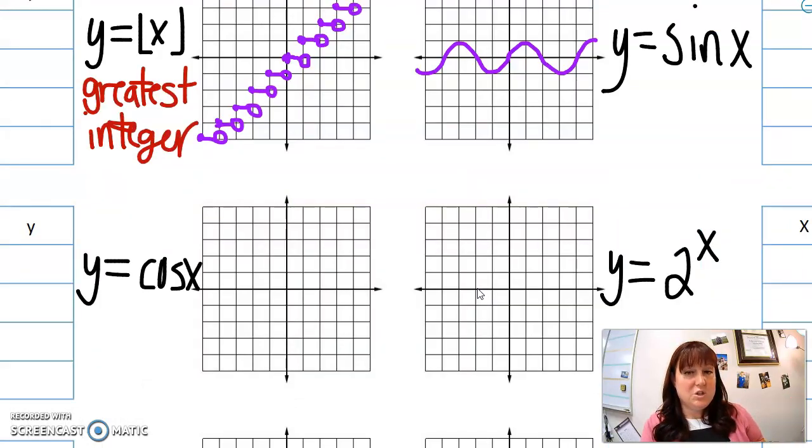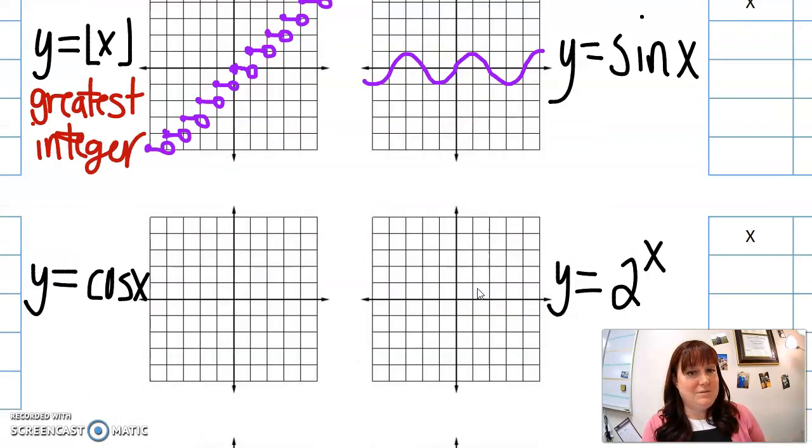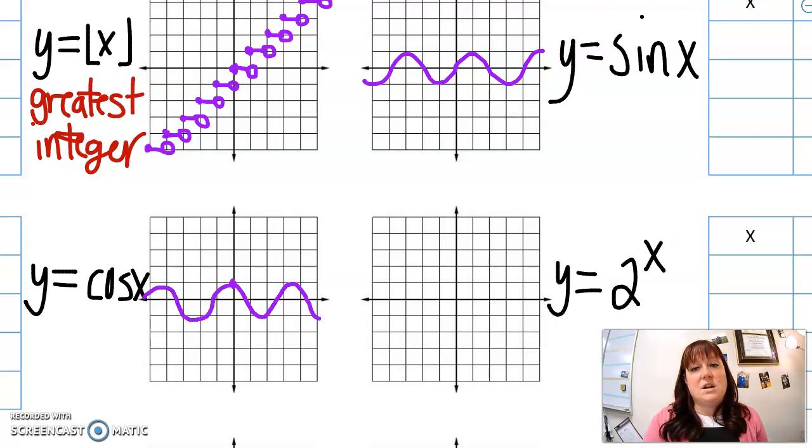Now the cosine function looks very much like the sine function. The difference is, see how the sine function starts right here at the origin at 0, 0? The cosine function doesn't start there. The cosine function starts up here at 0, 1. And then it goes down and goes back up and goes back down. So the only difference between sine and cosine is where they start. So they're both a wave. Sine starts at the origin, cosine starts at 0, 1.